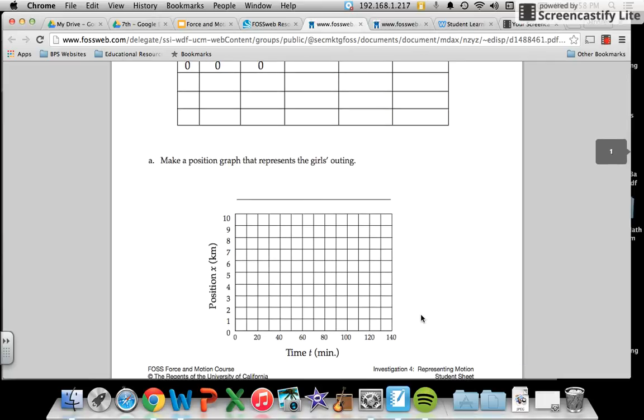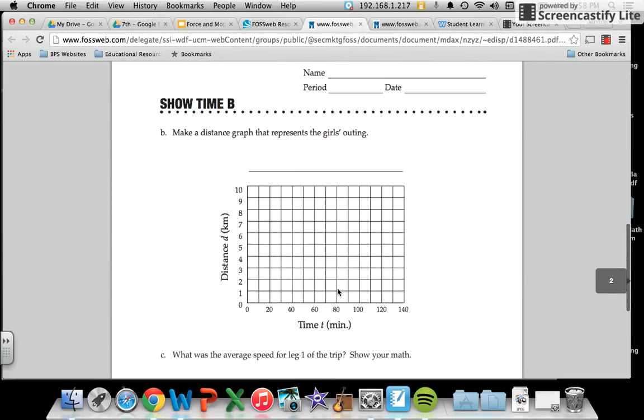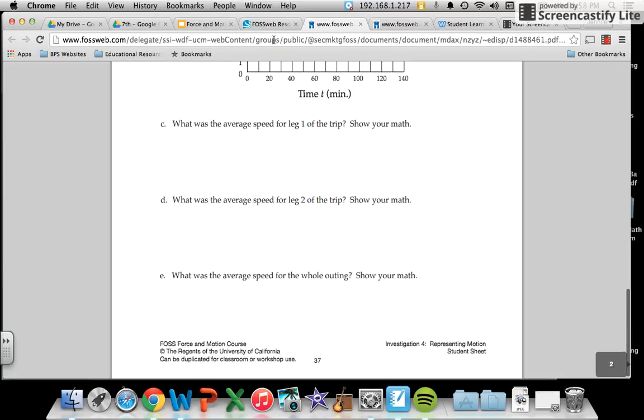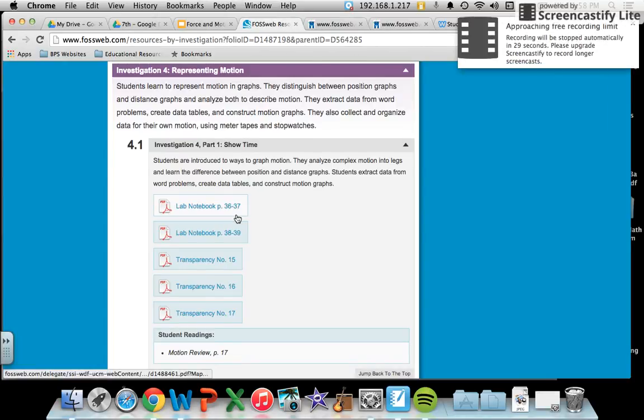They have them do a position graph and then also a distance graph. They'll see that the distance graph never goes down, it only goes up. And they have to find some data here. So you really need to take them through it a couple of times before they can do it on their own. There is enough practice for them, but I would definitely walk them through it before they really understand it.